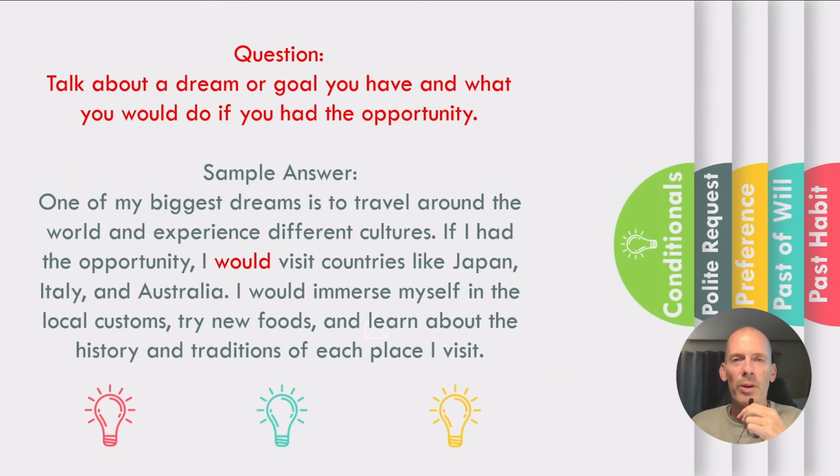Now using would as a conditional. Talk about a dream or goal you have and what you would do if you had the opportunity. As a sample answer, we could say, "One of my biggest dreams is to travel around the world and experience different cultures. If I had the opportunity, I would visit countries like Japan, Italy, and Australia. I would immerse myself in the local customs, try new foods, and learn about the history and traditions of each place that I visit."